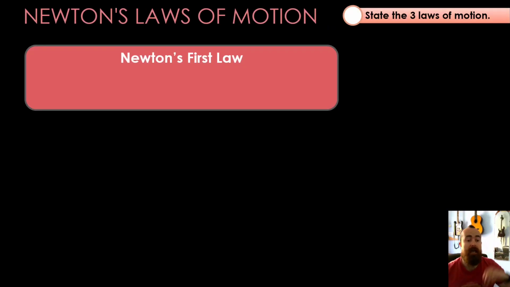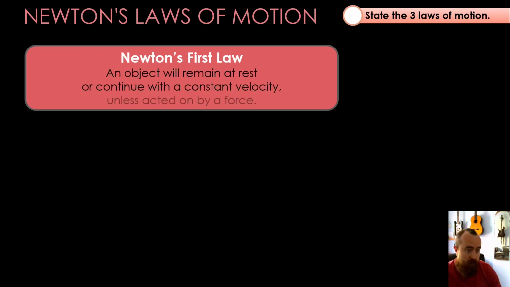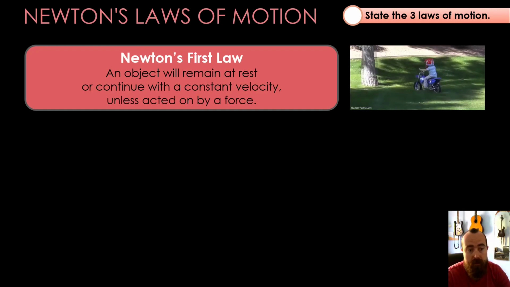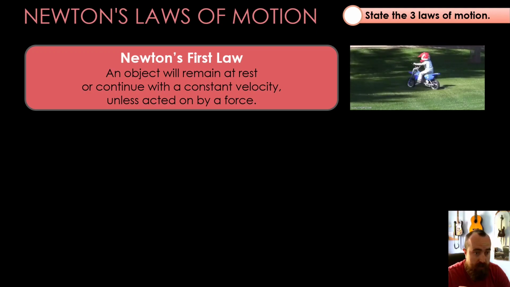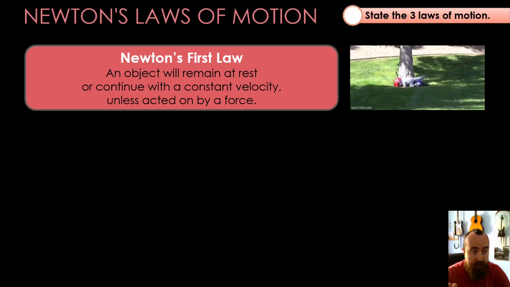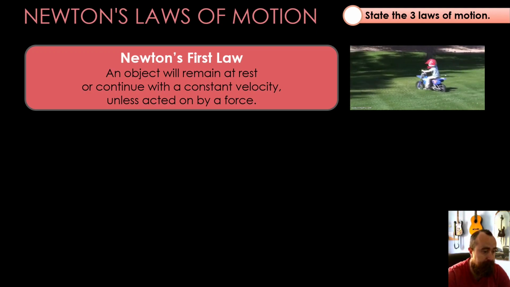So just to quickly recap the 3 laws, we've got Newton's first law, which tells us that an object will remain at rest or continue with a constant velocity unless acted on by a force. And this GIF shows us something with a constant velocity that then gets acted on by a force, that force being the tree, and then he remains at rest quite nicely.